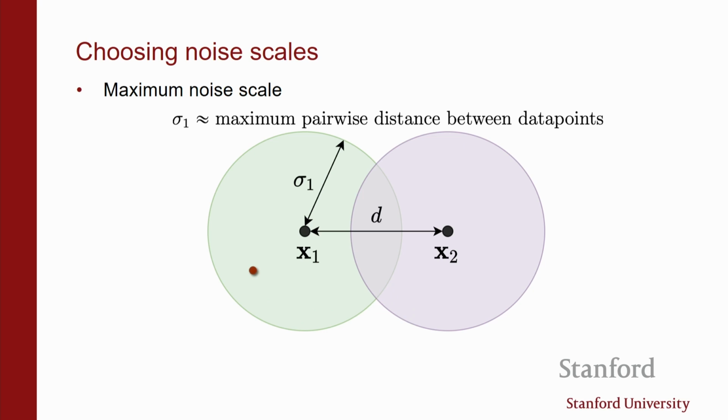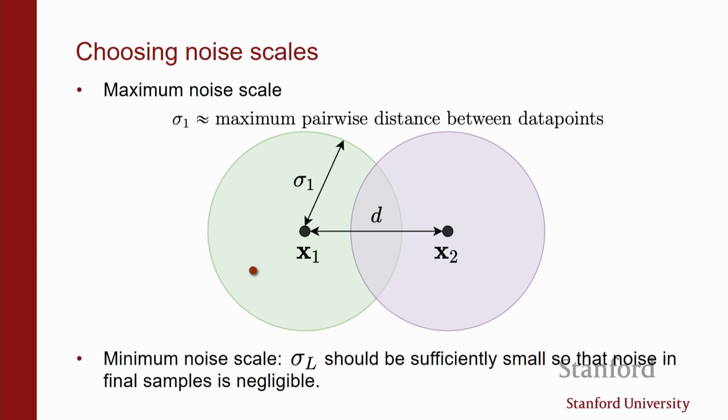This ensures that at the beginning, when you start out your Langevin dynamics procedure with a lot of noise, it's going to mix. It's going to explore the space pretty efficiently because there is a way to go from any point to any other point. That's the intuition for this choice. The minimum noise scale, you probably want it to be sufficiently small so that the image plus noise is hard to distinguish from just a clean image. So the minimum noise scale should be very, very small.